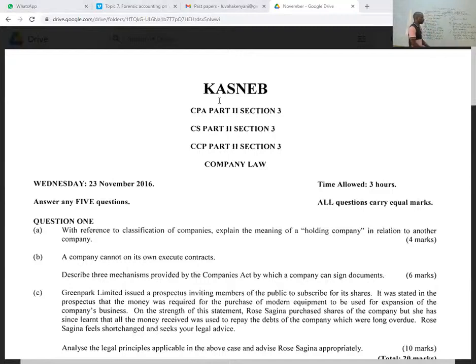So there's someone saying, I come up again on a holding company. We say a holding company is a company that has acquired ownership in another company, and therefore it is able to control the activities or affairs of the other company. The other company is known as a subsidiary.